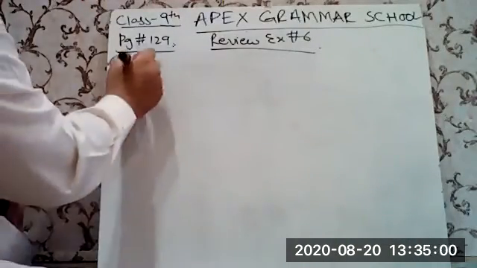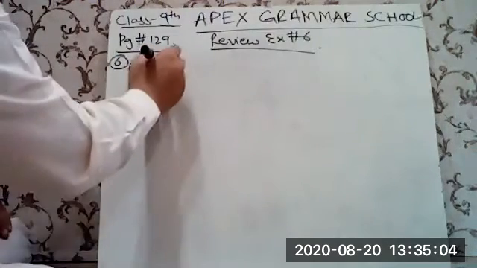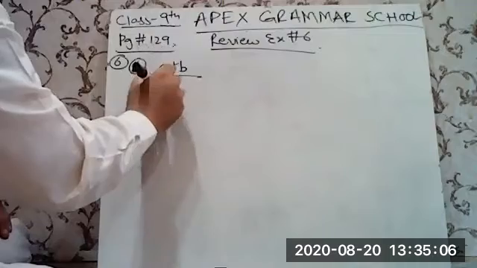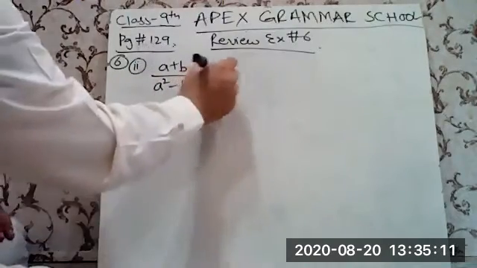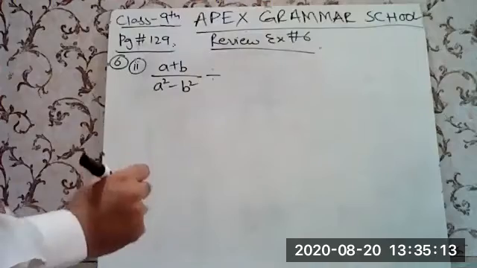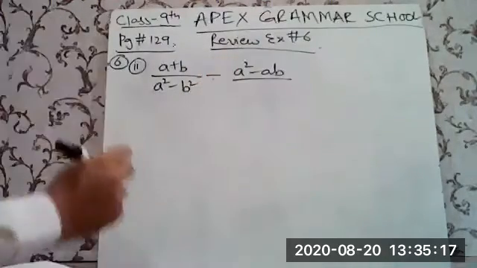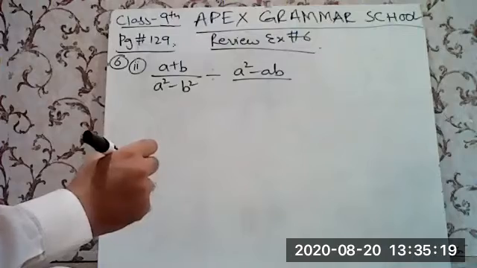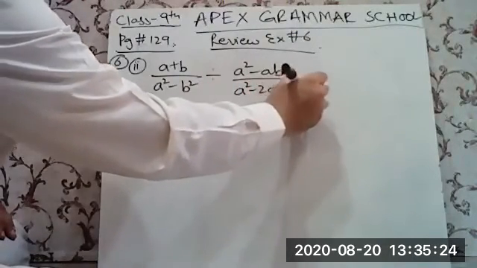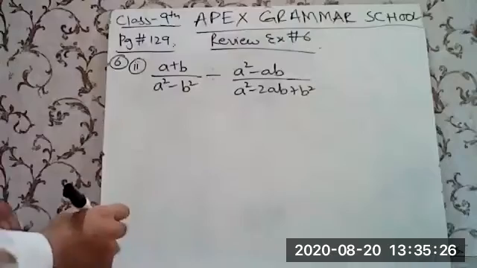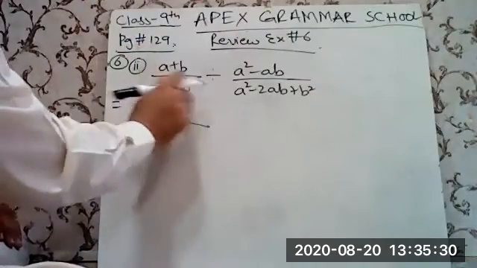Second part is (a plus b) divided by (a square minus b square), divided by (a square minus ab), divided by (a square minus 2ab plus b square). Very simple. A plus b divided by a square minus b square.